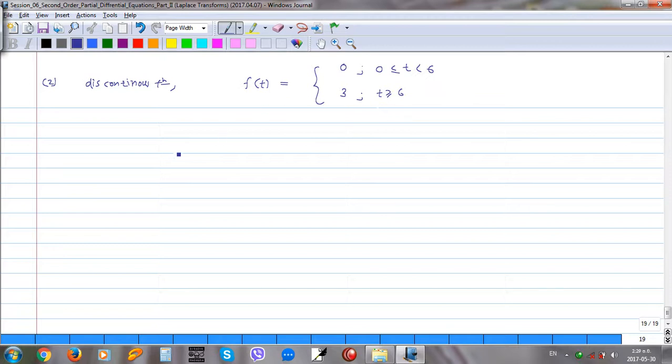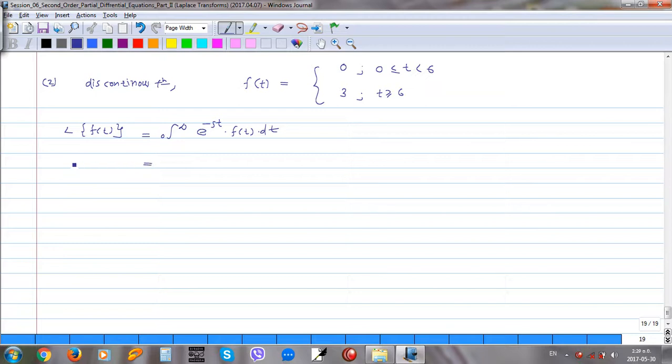So you know that according to the definition, L{f(t)} equals the integral from 0 to infinity of e to the power minus st f(t) dt. But there are two values, so we have to modify this equation this way.